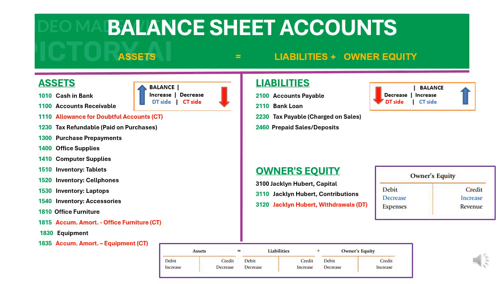Balance sheet accounts are divided into assets, liabilities, and owner's equity. Assets include cash, inventory, and equipment. Liabilities cover accounts payable and loans, while owner's equity represents the owner's stake in the business.